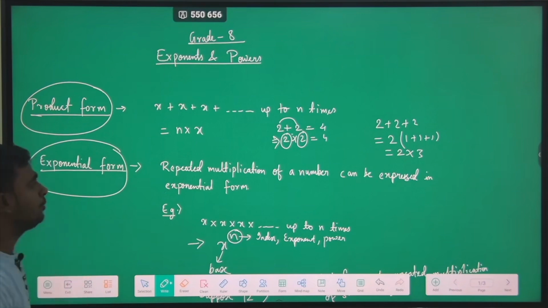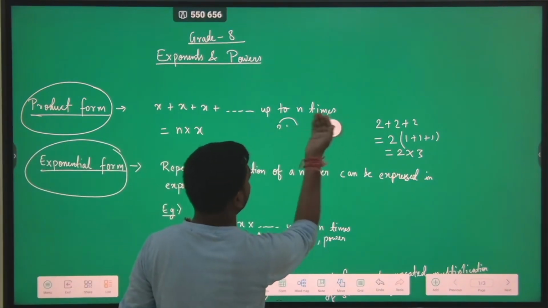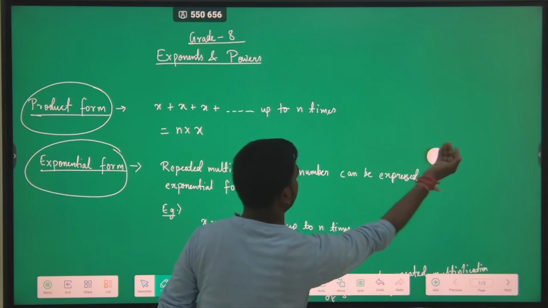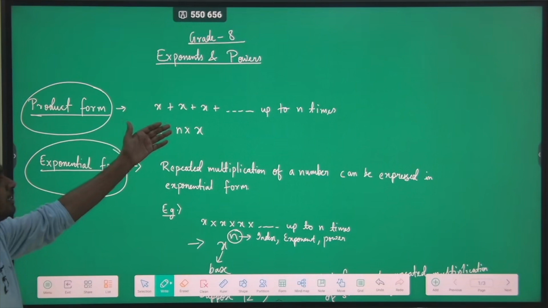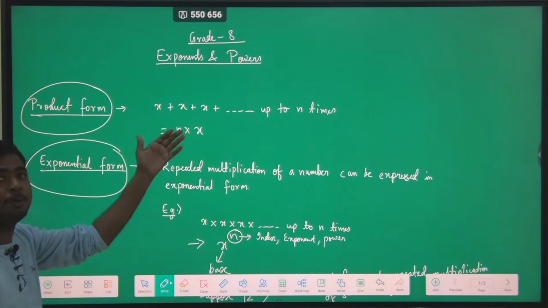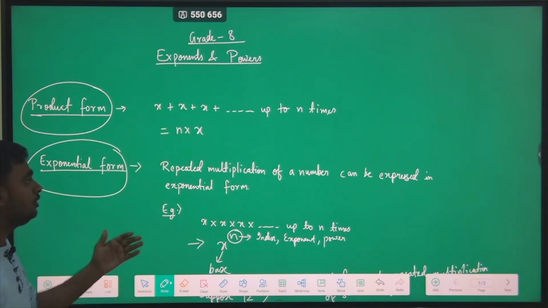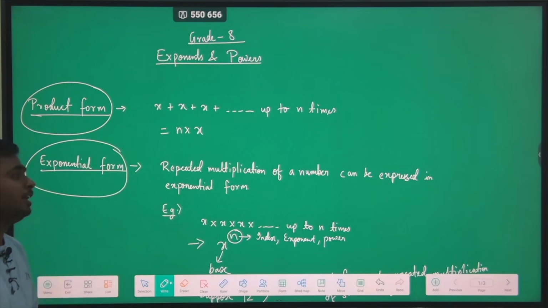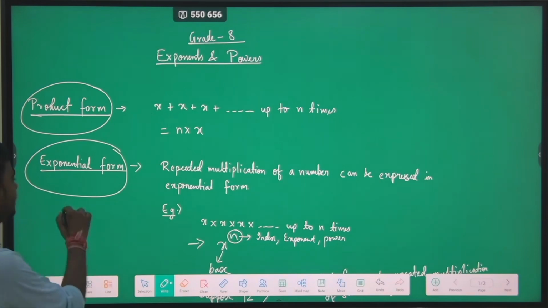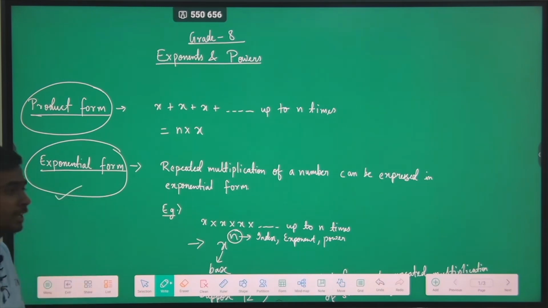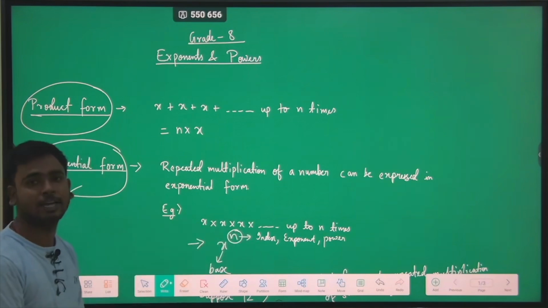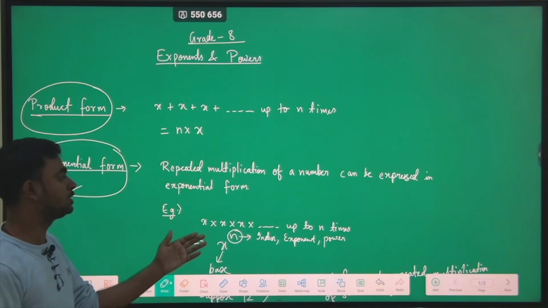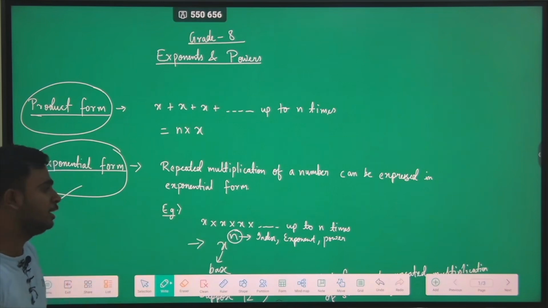After that, we have to understand exponential form. What is exponential form? Like our first thing, where we were adding the same number n number of times, if we are multiplying the same number n number of times, then the representation of that number is termed as exponential form. Let us suppose that a number x is multiplied n number of times.